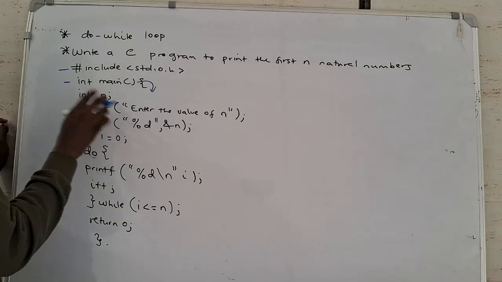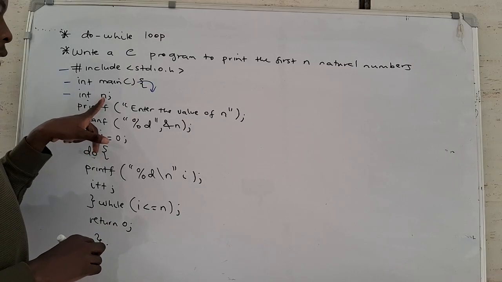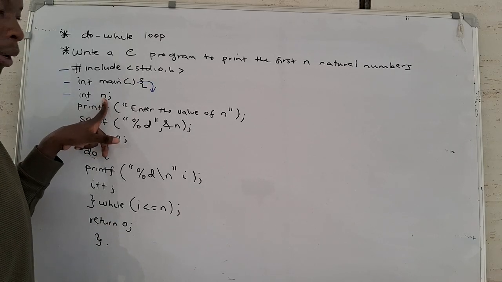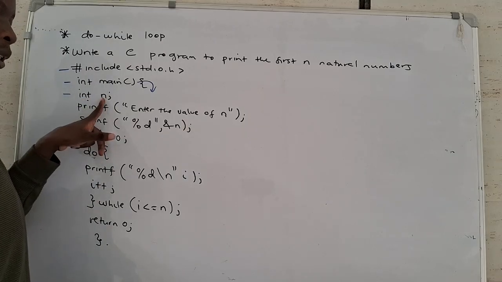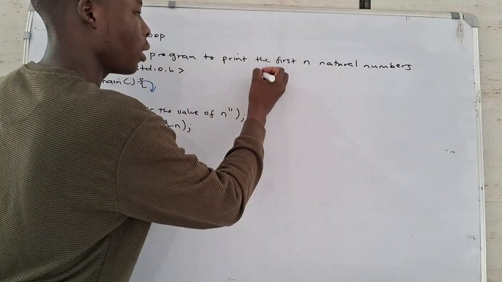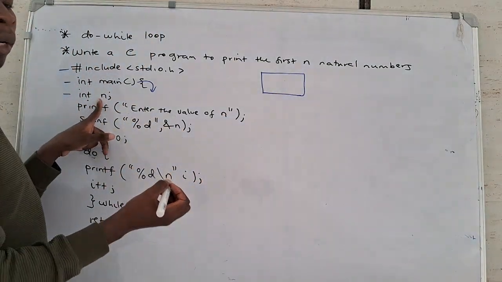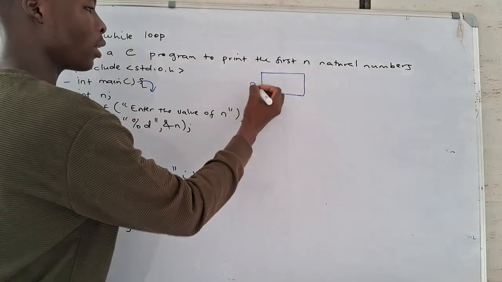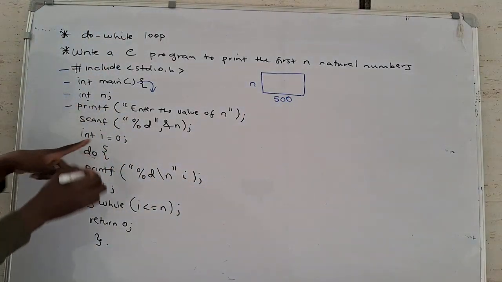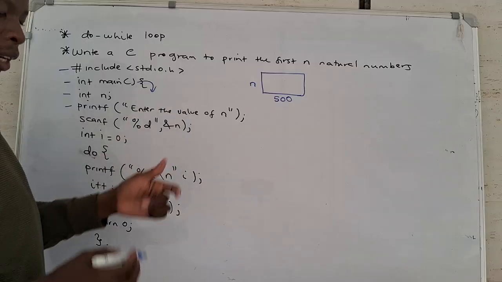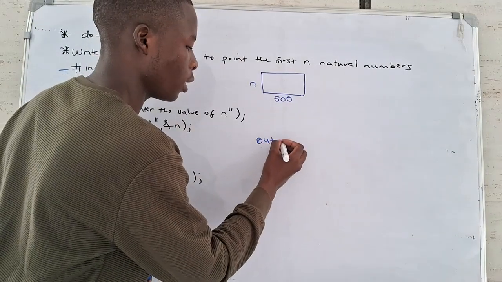What is the meaning of this statement to the compiler? It means there is a variable n. This variable is going to store an integer. Some space is allocated for the variable n. Okay, so this is n. Suppose the memory address is 500. This is over. Printf, enter the value of n. So this is part of your output. So I'm going to write the output here.